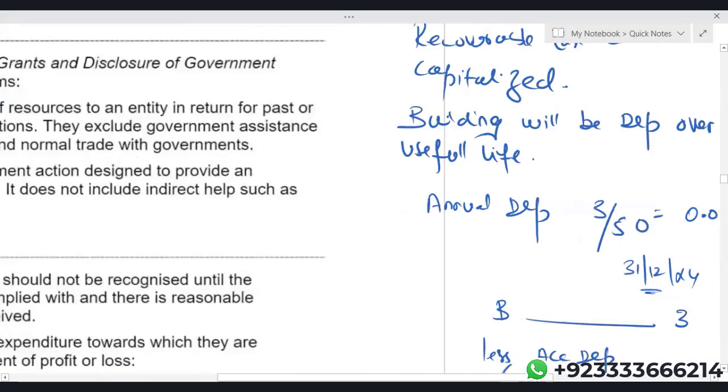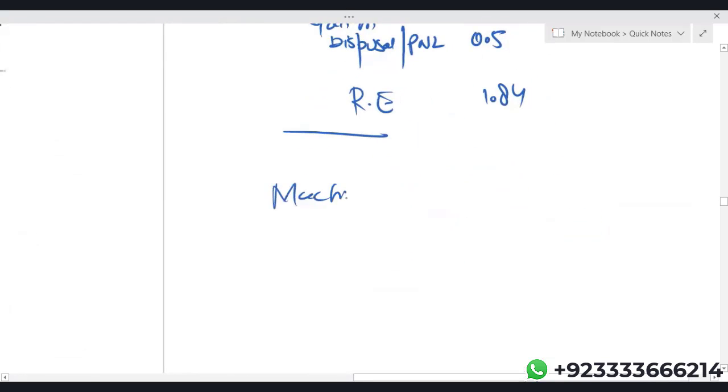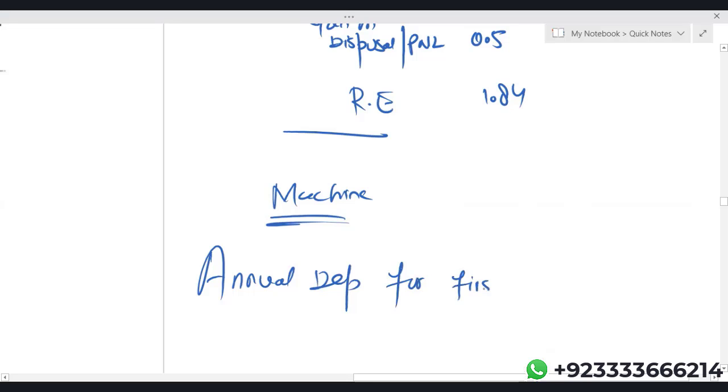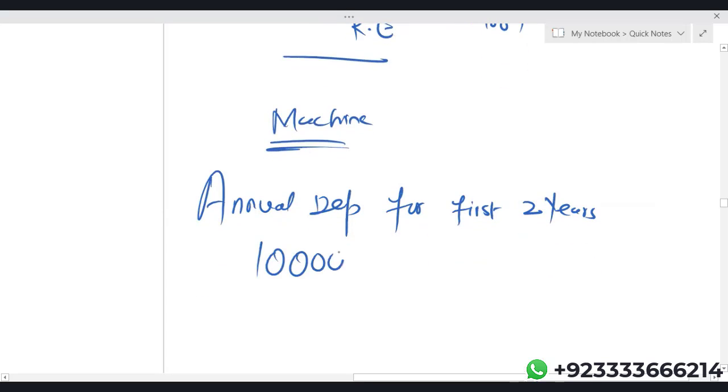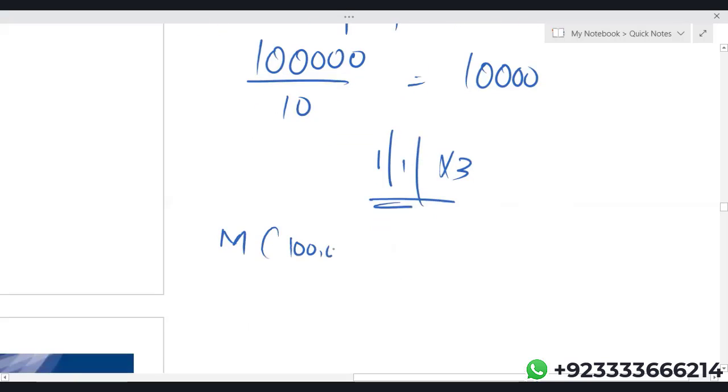Now, listen. Machine annual depreciation for first 2 years, 100,000 divided by 10, obviously 10,000. Now, at 1 X3 machine, the cost is 1 lakh, accumulated depreciation is 20,000. So the net book value, carrying amount, is 80,000.